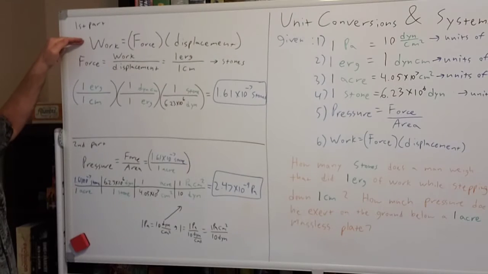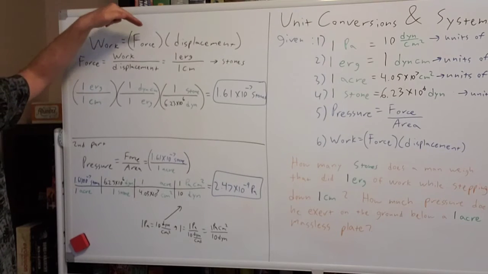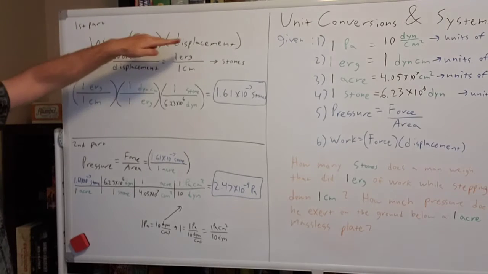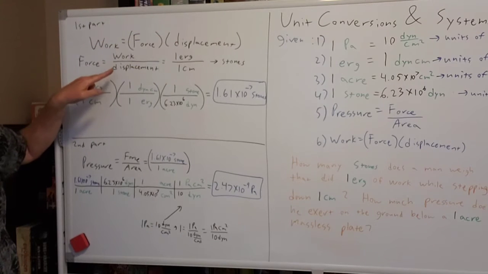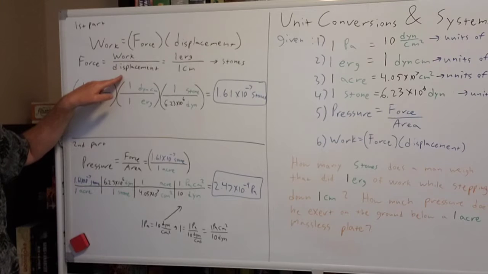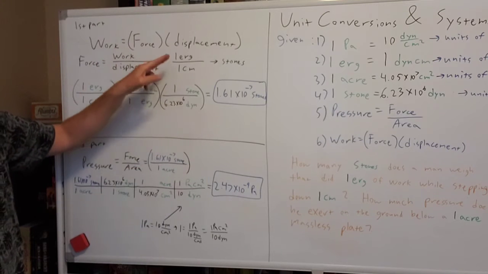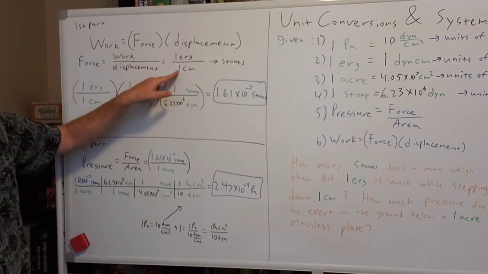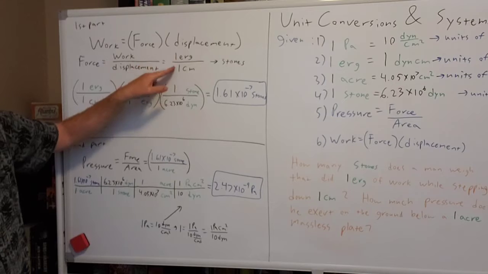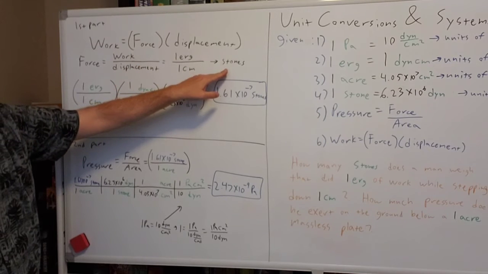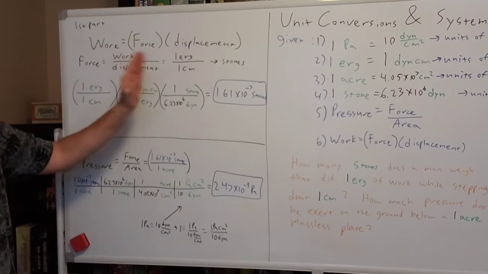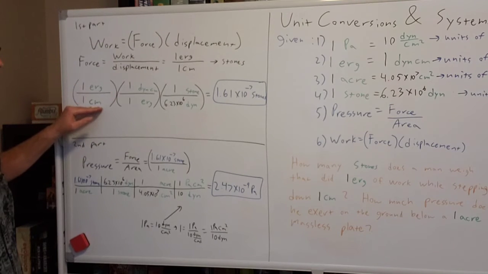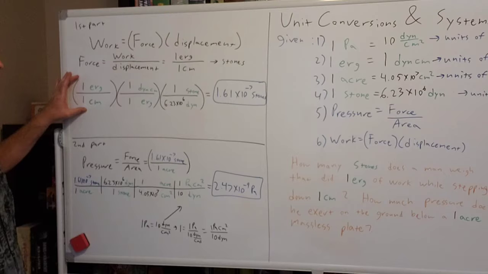We'll use the work equation. So work is equal to force times displacement. Therefore, the force is equal to the work divided by the displacement. From our problem, we know that 1 erg of energy was used to displace 1 centimeter. And now we need to convert that into stones. So we'll use the same process we did in the last example, except now we have 1 erg divided by 1 centimeter.